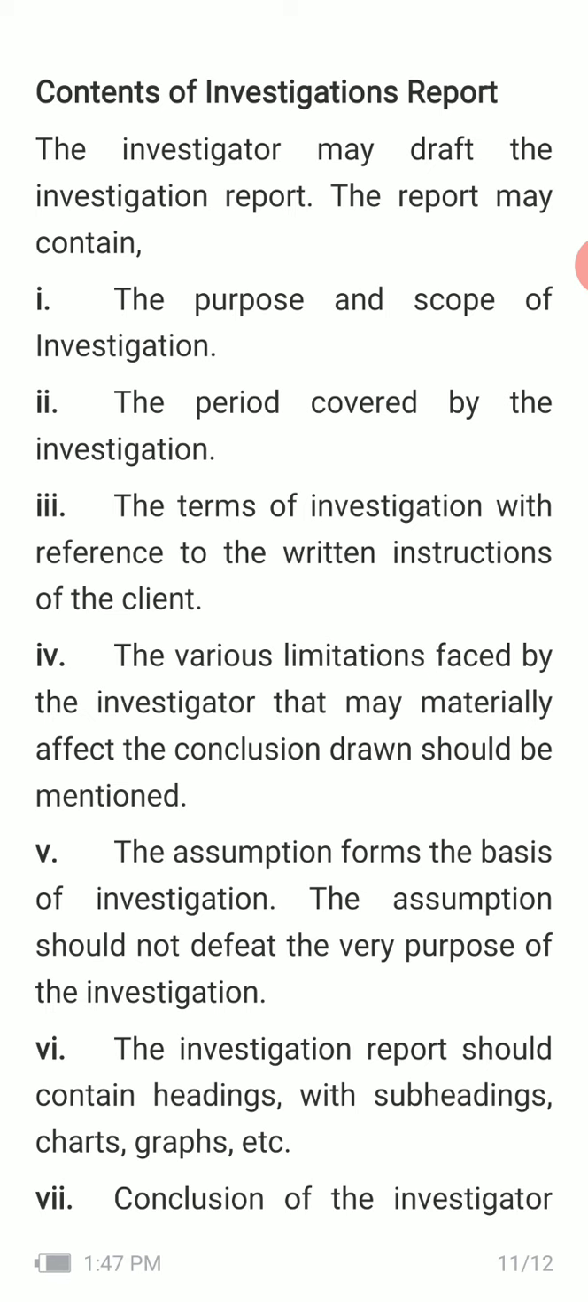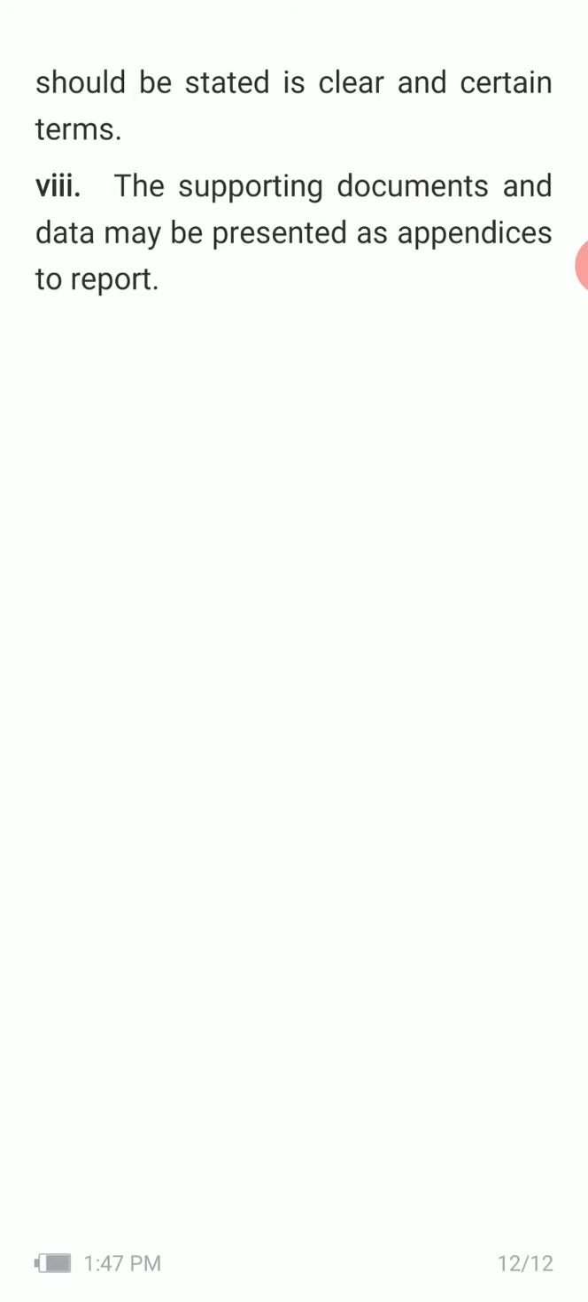So while writing the report, it should include everything. For example, if the sales are increasing, or if the profit of the business is increasing, then he has to make a chart or graph and show that. Then the conclusion of the investigator should be stated in clear and certain terms. So here the investigator will draw the conclusion, and it should be clear and certain.